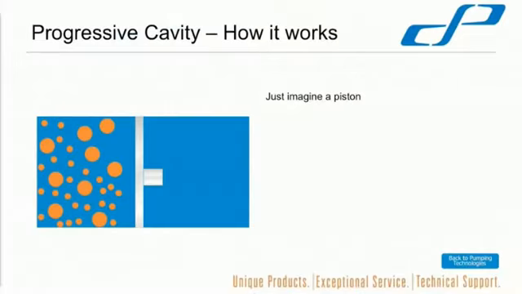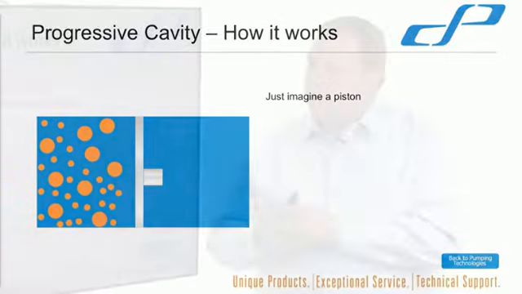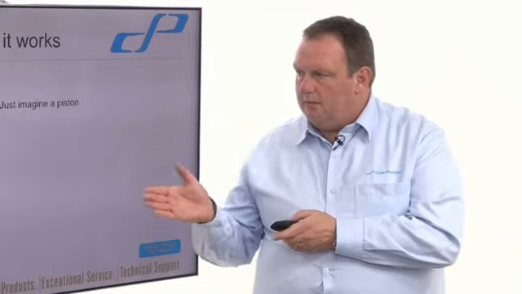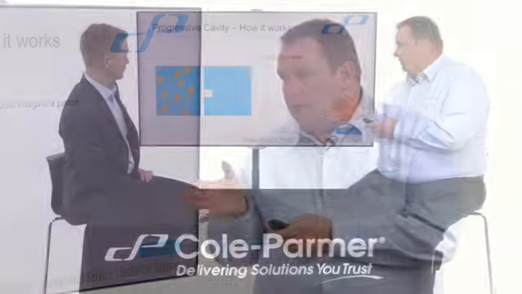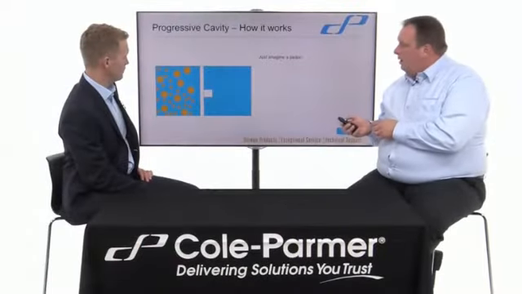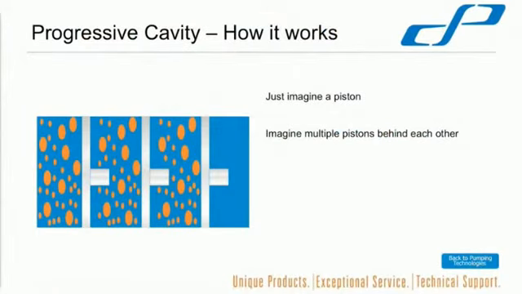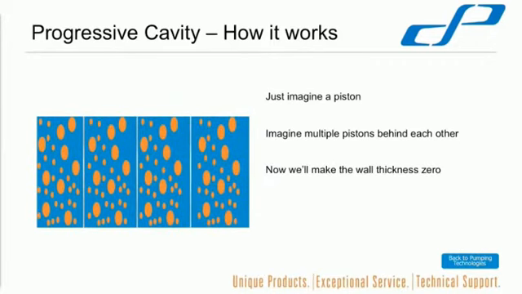If you imagine, when we look at it, this is the best way to describe how it works. If I talk about a piston pump, imagine a piston. If you look at the screen, we have the piston pushing the liquid, which is shown by the area with the blues and the bubbles. So imagine multiple pistons all pushing the liquid at once. We're pushing this large amount of liquid behind multiple pistons. So now we make the wall thickness 0. We make the wall thickness of those pistons almost non-existent, but they're still working there.